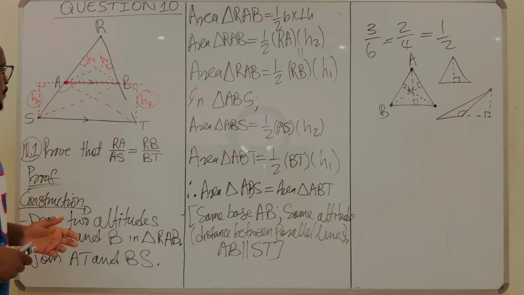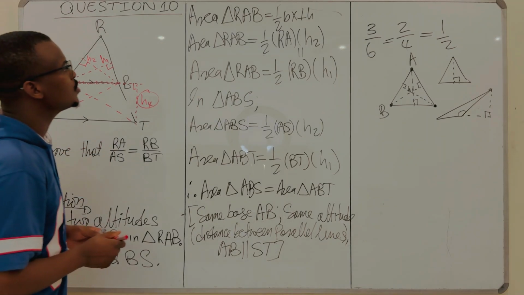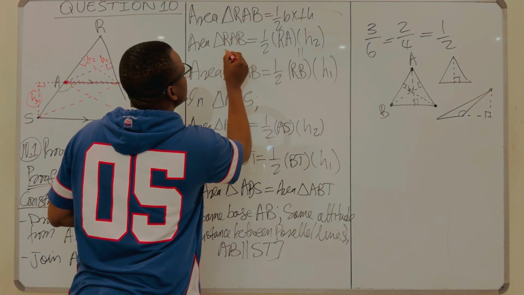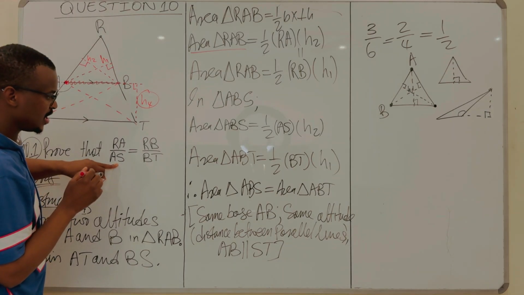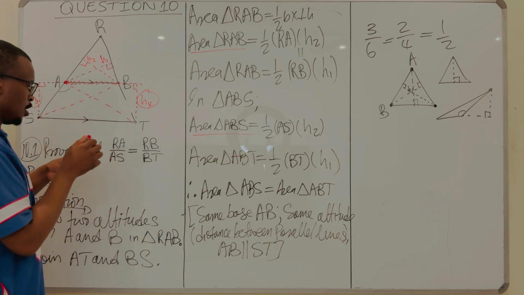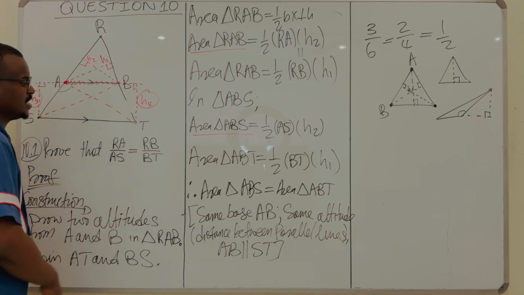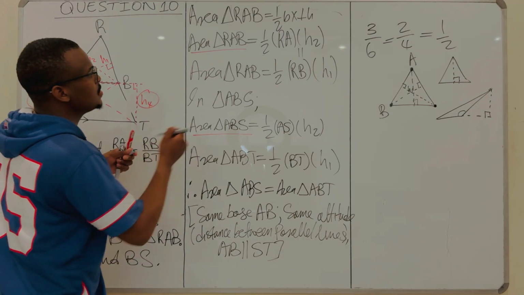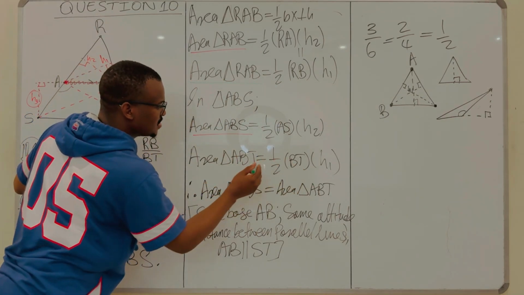So in this case, once you are here, look at your RA and AS. Look at the areas that involve RA and AS. Which one is this one over here, and AS? The area that involves AS is this one over here. Right? Now look at the areas that involve RB and BT. RB, you can see here's your RB over here. Here's the area that has your RB. The one that involves BT is this one, over here.